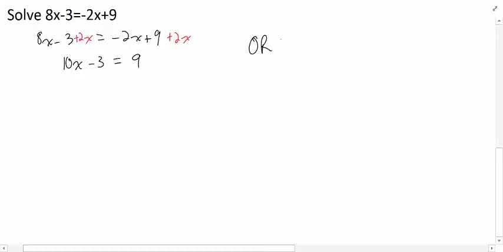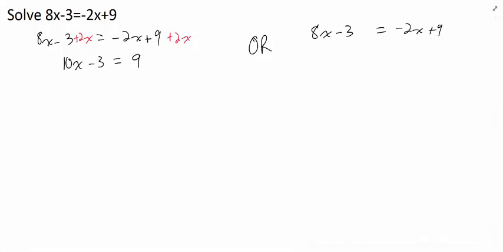Another option here, instead of adding 2x, what I could decide to do is to subtract 8x. So I'm getting rid of the x's that are on the left-hand side rather than what I had done here, which was to get rid of the x's that were on the right-hand side.